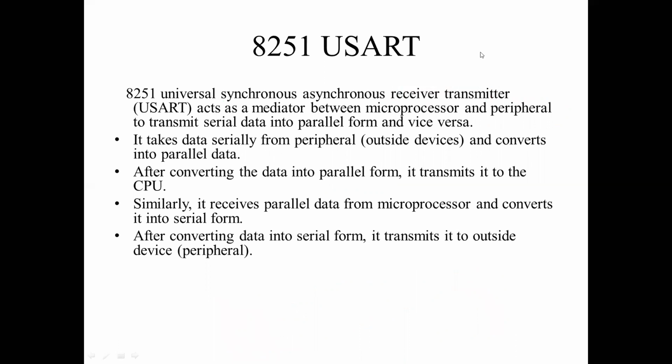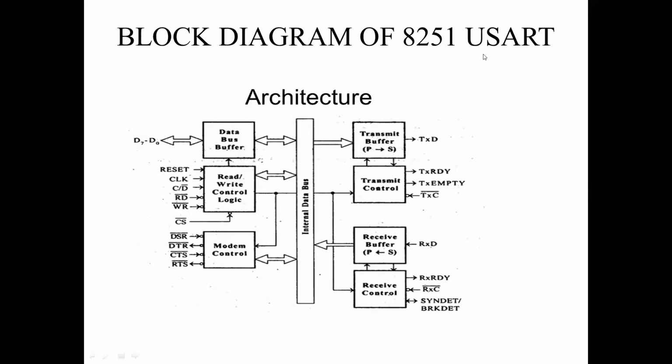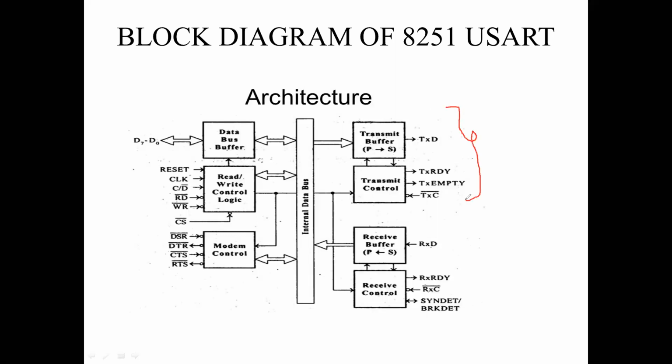This is the block diagram for the 8251 IC. As I have already explained, it works like a transmitter and receiver. This is the section which will be used as a transmitter section. Transmitter means when this device receives the signal from the peripheral device and it needs to transmit it to the microprocessor by converting it into parallel data.